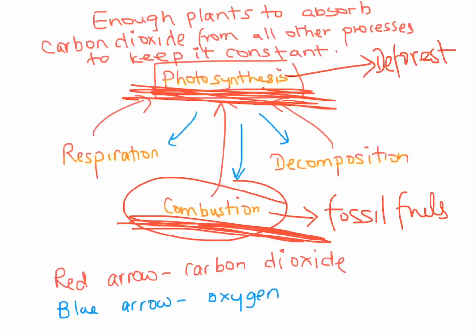Now, what does an excess of carbon dioxide do? If you have too much carbon dioxide, you're going to have too much greenhouse effect, and you're going to have global warming and all the consequences of global warming. So you need to know all the consequences of global warming, and you need to know why too much greenhouse effect is bad for the planet. So this is how the carbon cycle is related to our global issue, which is global warming.